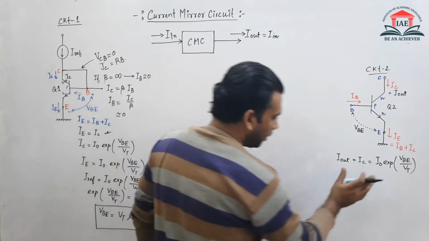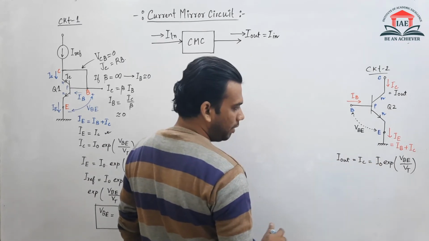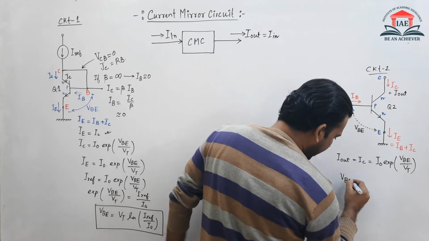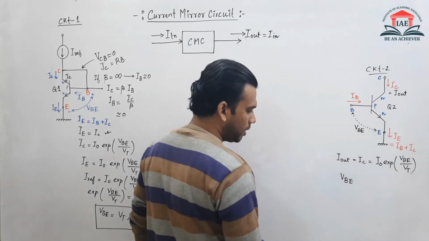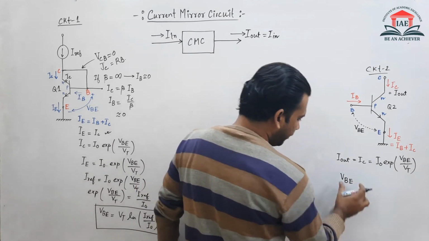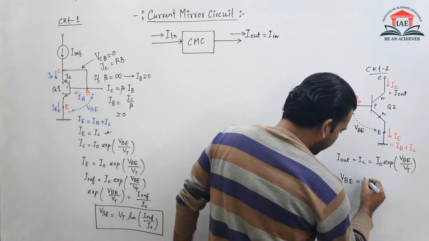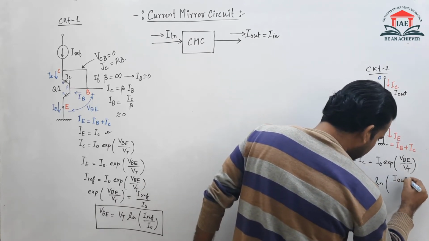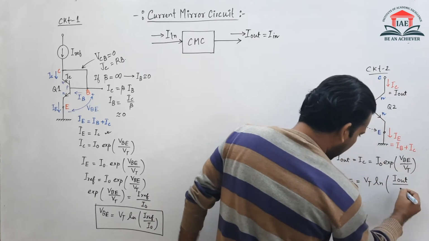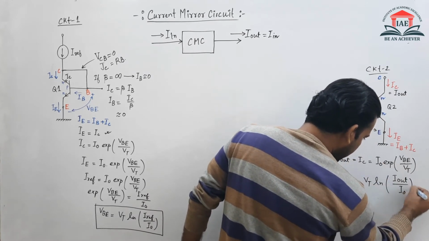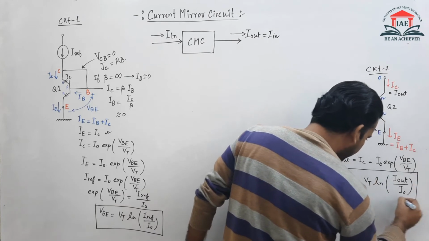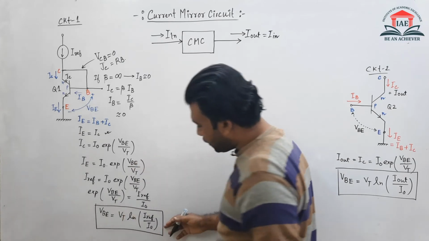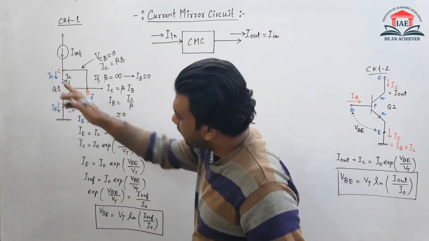Now from this equation, if I want to find the value of VBE, what will be the value? I am writing directly. After taking the natural logarithm, VBE can be written as VT ln I out divided by I0. So this will be the equation of VBE for this Q2 transistor, and this is the equation of VBE for this Q1 transistor.